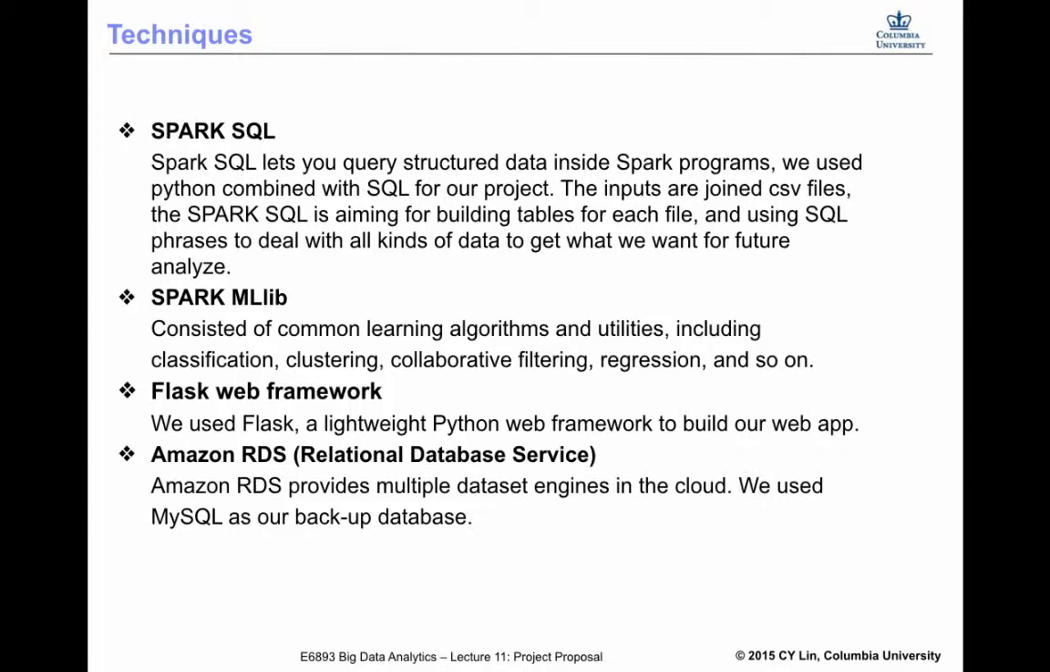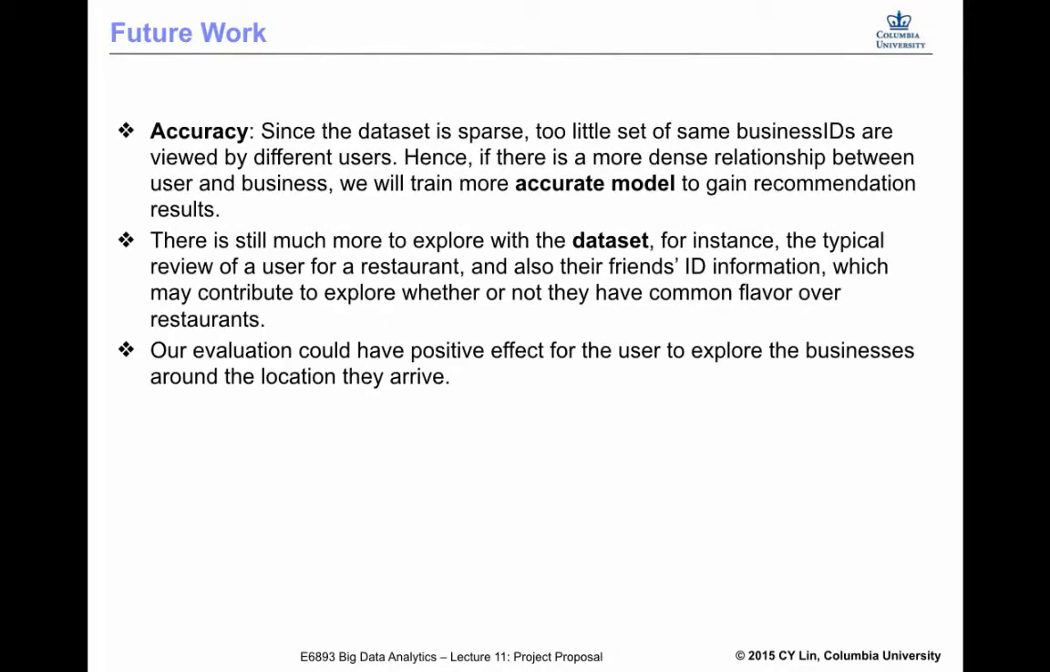The Spark machine learning library consists of common learning algorithms and utilities. For the purpose of the project, we only use collaborative filtering. We use the Flask web framework for the web application. Amazon RDS, a relational database service, provides multiple database engines in the cloud. We use MySQL as our backup database.